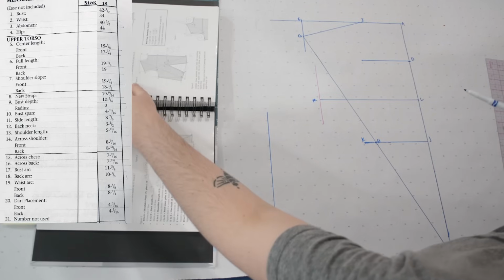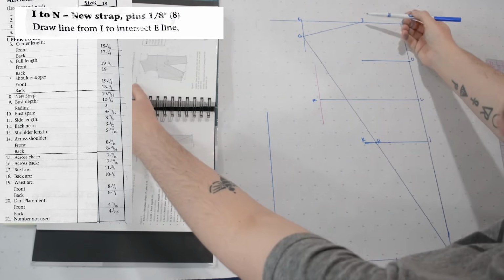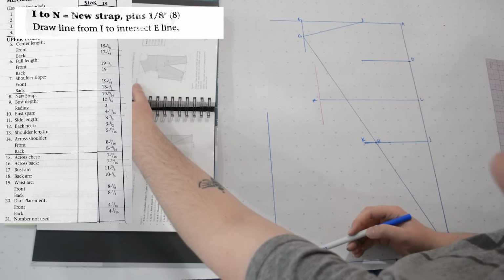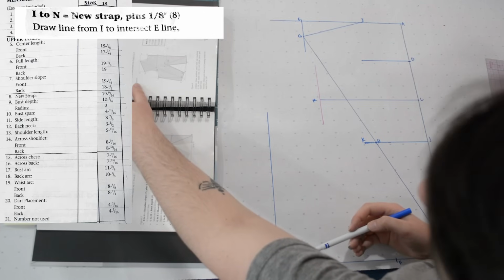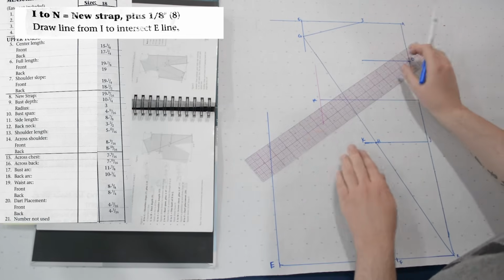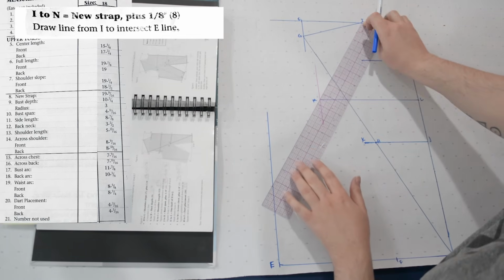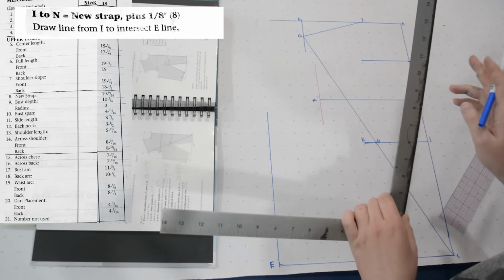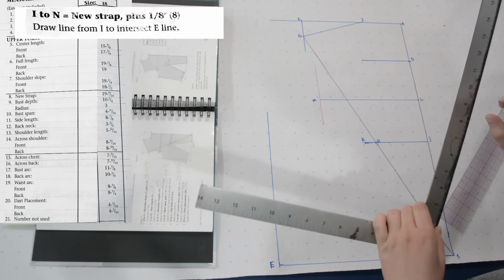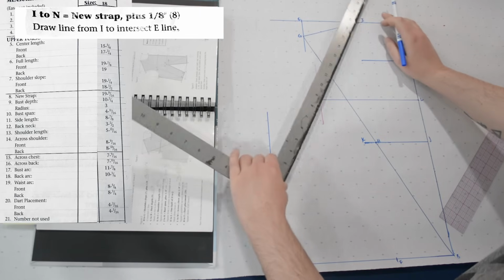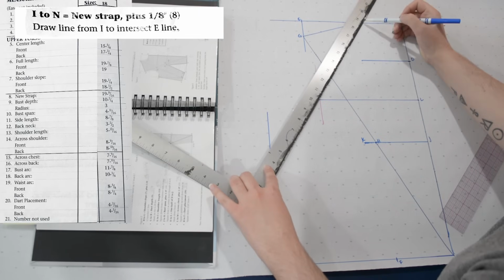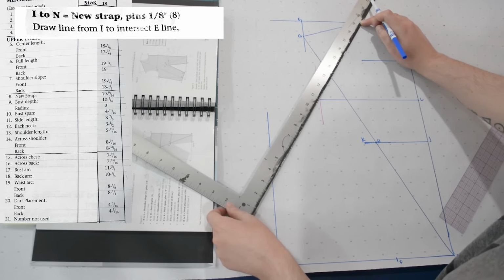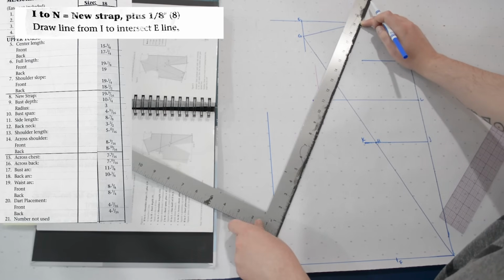All right, I to N. So I up here to point N, which is going to be down here somewhere. It's going to be the new strap measurement plus 1/8. So that's 19 13/16 for me. So 19 and like up here, down until it hits this, I'm supposing?